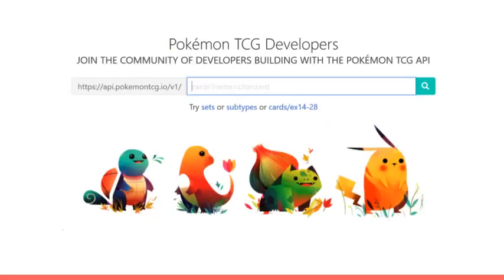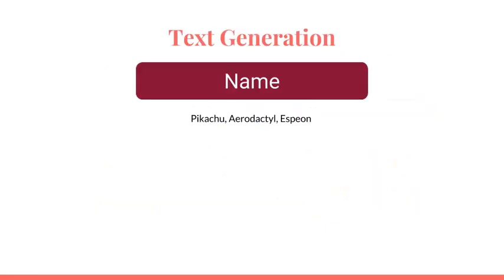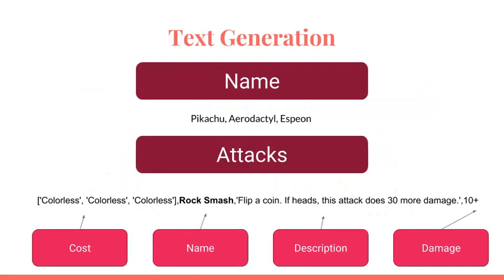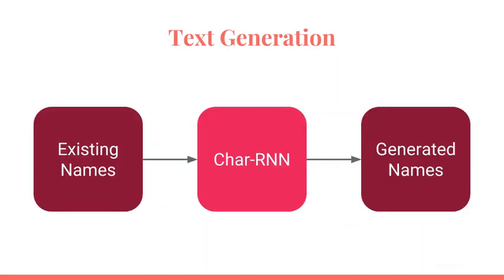To create the generators and the classifiers, we used images and text for over 6,000 cards from the Pokemon TCG Developers API. We needed to generate text for names and attacks. We used Shergill Ozair's TensorFlow implementation of CHAR-RNN to generate these. This recurrent neural network generates text character by character.